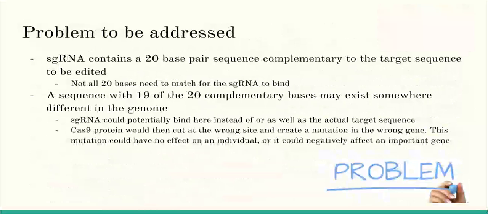Because of this, a sequence with 19, for example, of the 20 complementary bases may exist somewhere else in the genome. If this is the case, the sgRNA could potentially bind here rather than or in addition to the actual target sequence. This would cause Cas9 to make a cut at the wrong site and create a mutation in the wrong gene. Depending on which gene is accidentally mutated, effects could be detrimental for the individual.